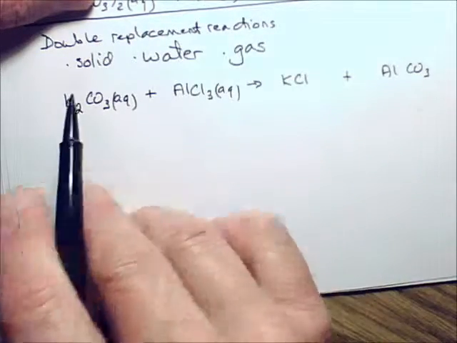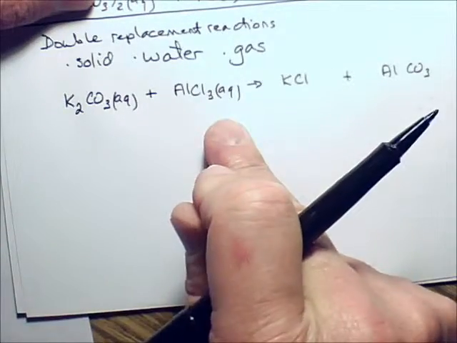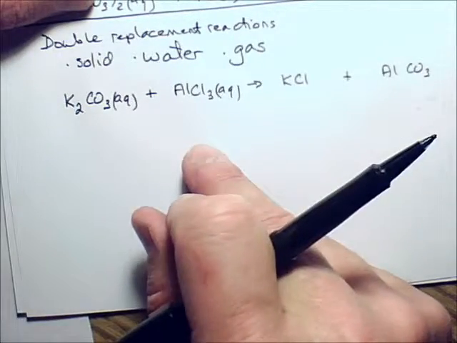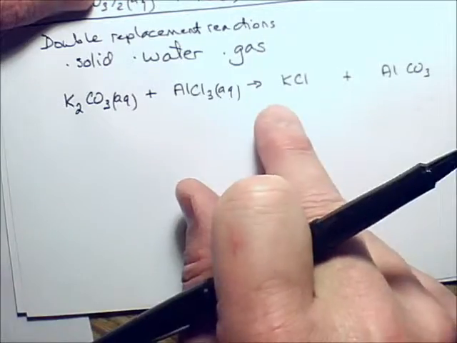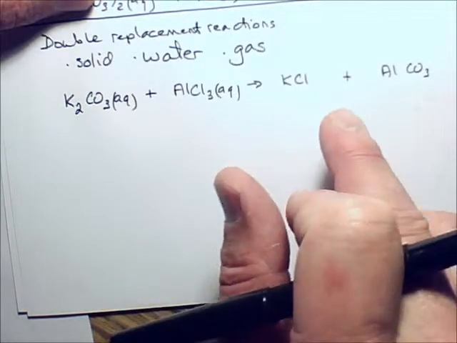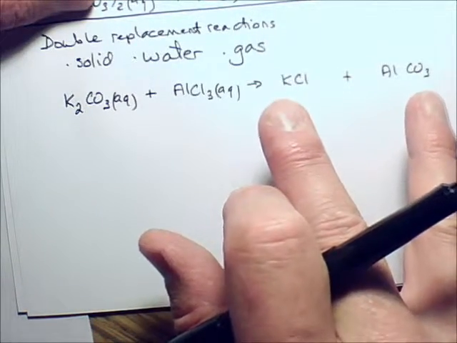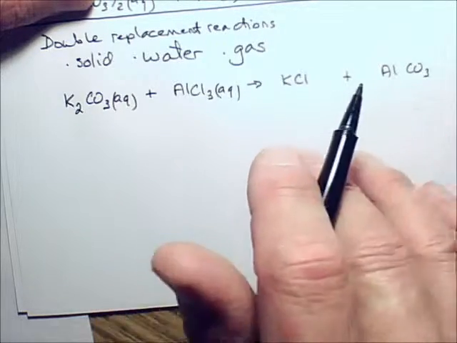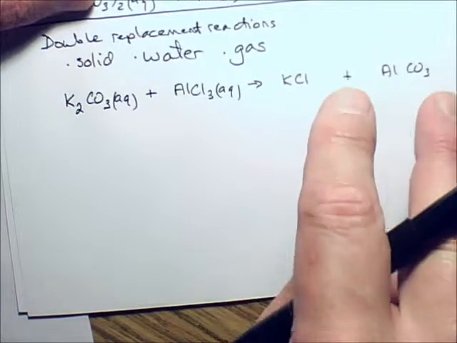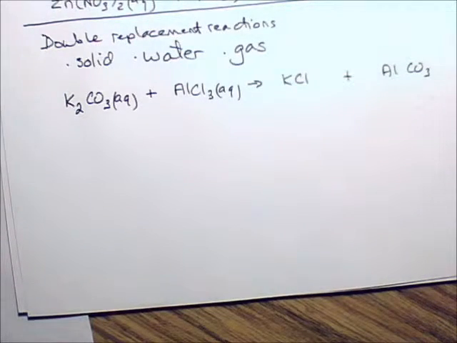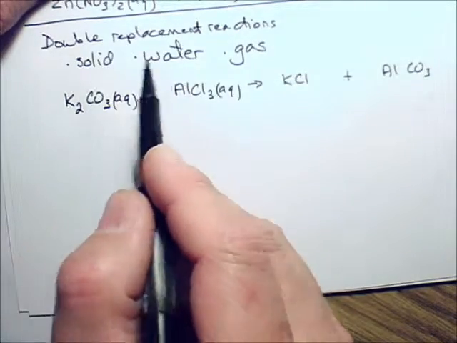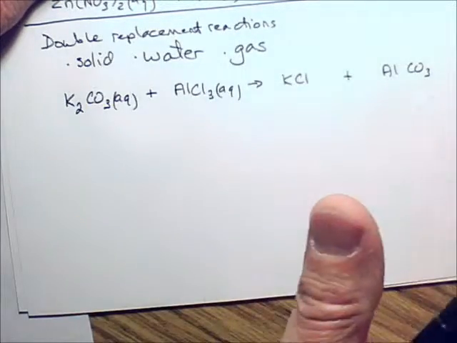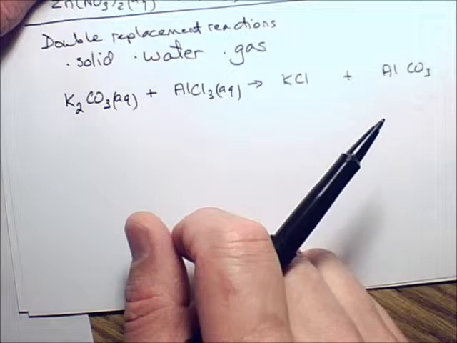Now the first thing we had to do was classify the equation. Now we have to predict the products. Now we have to balance the products. Or we can determine the physical state of the products. I like to determine the physical state first, because if I don't have one of these things, no reaction happens and I don't have to do anything else.